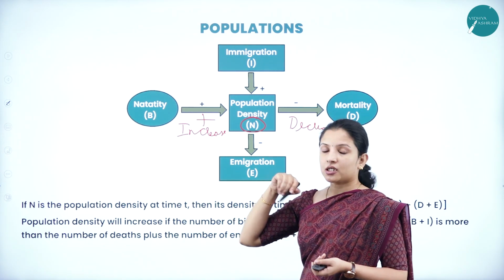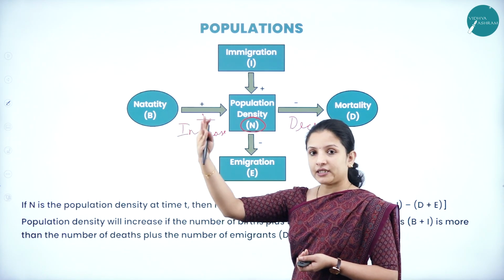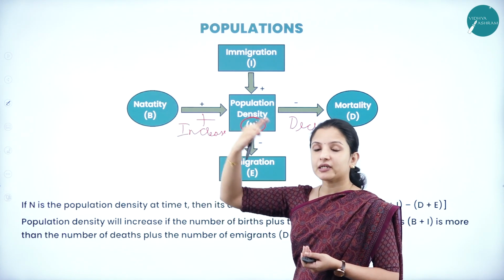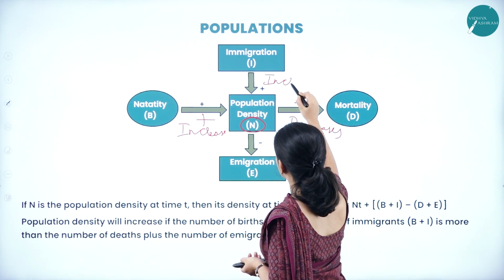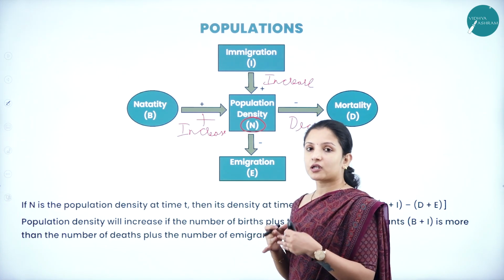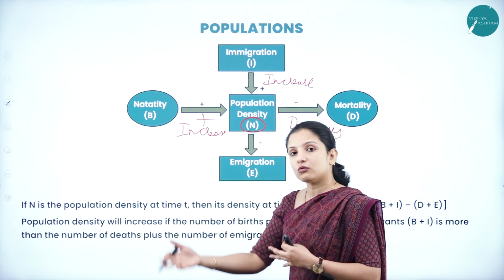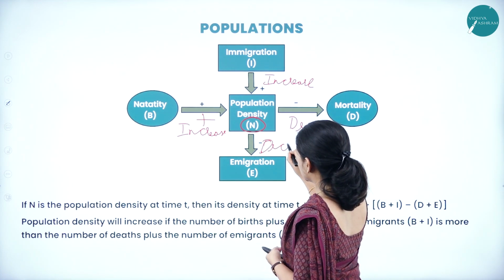Next, immigration. Immigration increases the population because from some other country, individuals or population are migrating into a country, therefore increasing the population density. Emigration: from that particular population, people are going out of that population, so it will cause a decrease here.